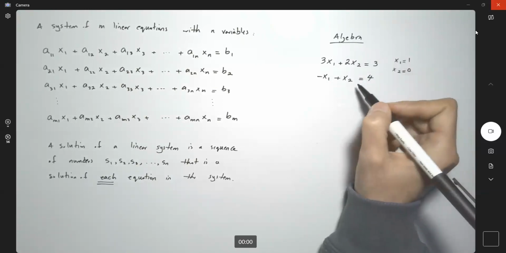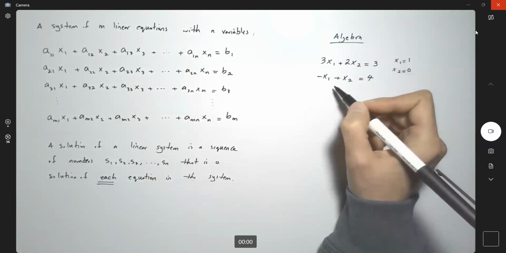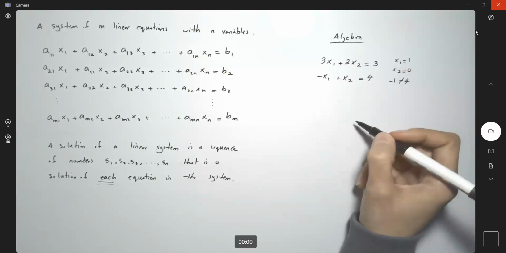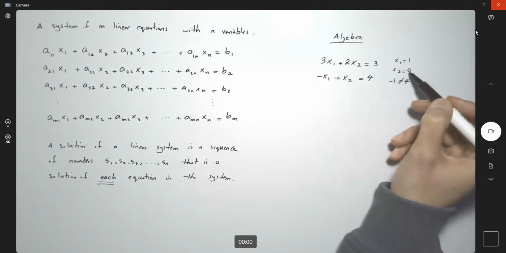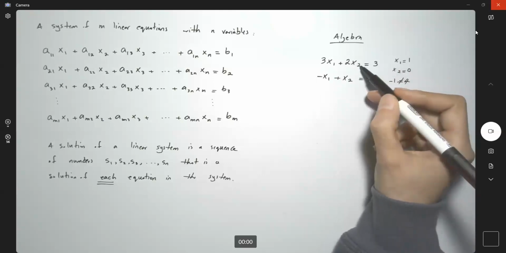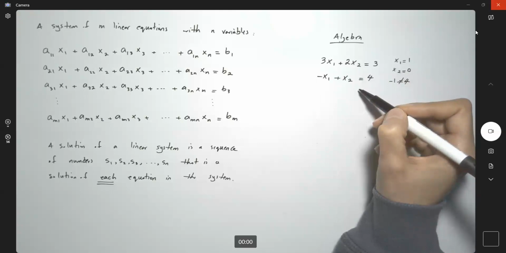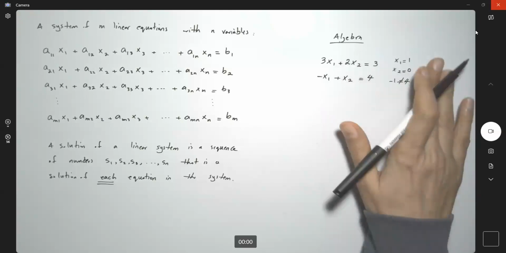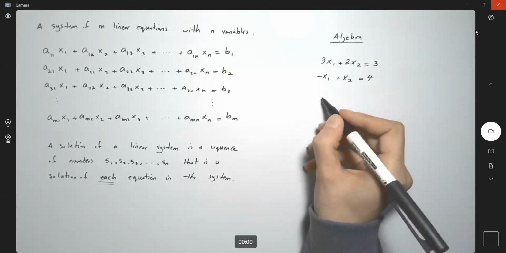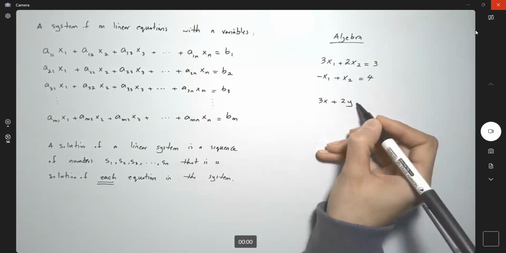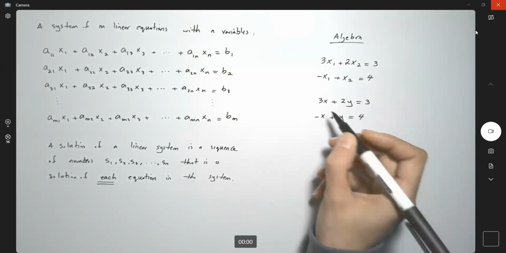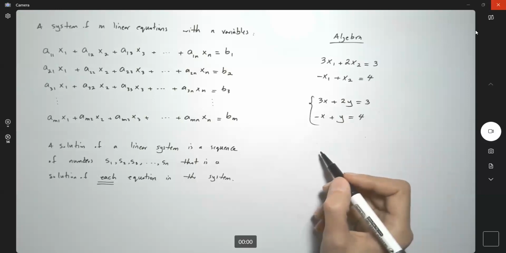But is it the solution for the second equation? If I plug in 1 and 0, I get -1, which is not equal to 4. You have a solution for the first equation, but not for the second equation. When you're solving a system, you need to solve for both of them. In algebra, we had 3x plus 2y equals 3, and minus x plus y equals 4, and you graph these two lines, and you find the intersection between them.